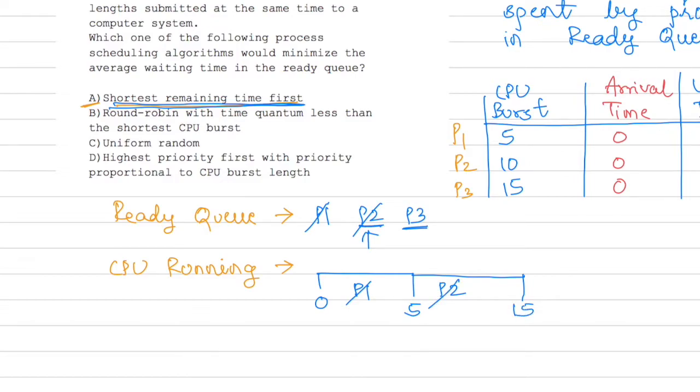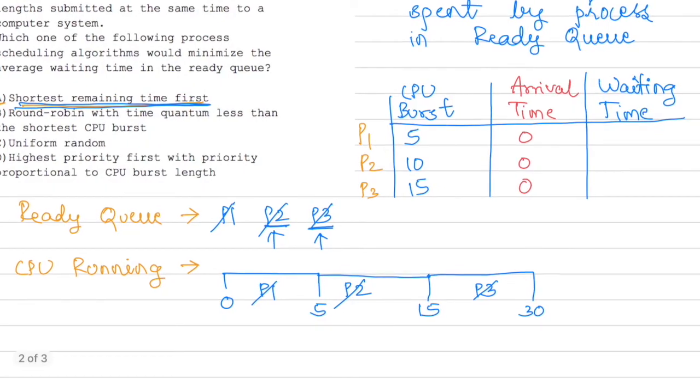And then next we have P3, only one process remaining in the ready queue. So it gets picked up from the ready queue, and this is where it comes to run with the CPU. Now it has the CPU burst length of 15 seconds. So it will run from 15 till 30. And then P3 also terminates. So thus this is the CPU running time for all three processes P1, P2, P3. Now using this, we can calculate the waiting time of every process.